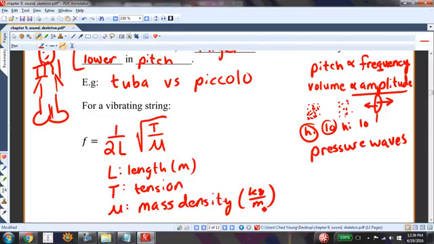You're probably familiar with this, or if you ever play a stringed instrument of any kind, you probably understand that if the length of the string goes up, then the frequency goes down. If the tension in the string goes up, then the frequency goes up as well. And if the mass density goes up, if I just have heavier strings, then my frequency will go down. It'll be a lower pitch.